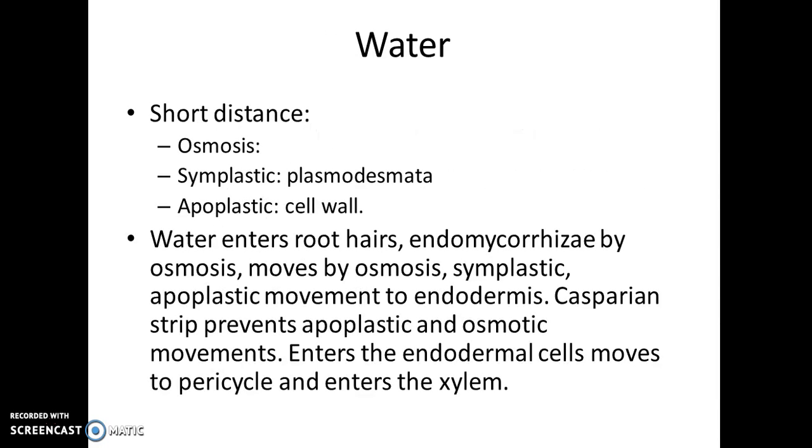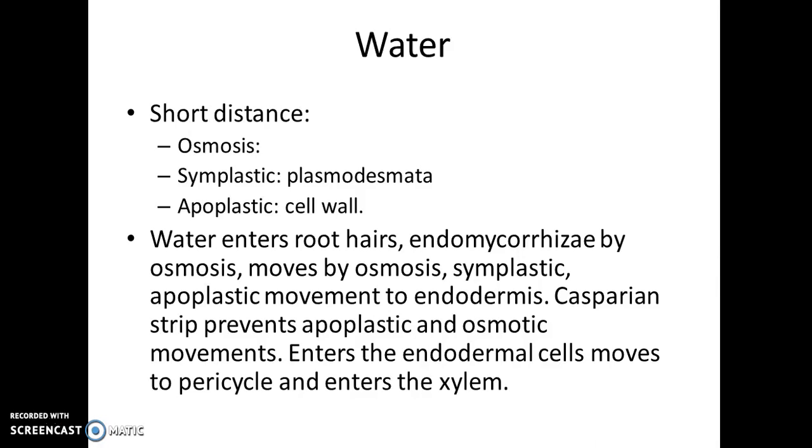So short distance, we need to talk about three different ways that water can move from the outside into the xylem. The first is osmosis, the movement of water from a high water potential to a low water potential across a semi-permeable membrane. We've talked about that before. Then water can move from the high water potential to the low water potential all the way through to the endodermis. It's going to stop there.